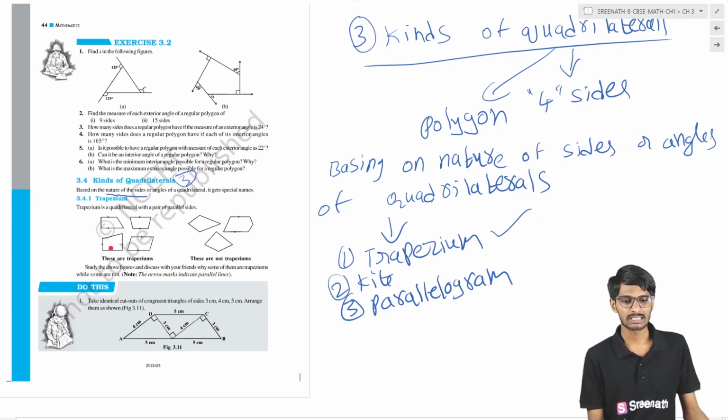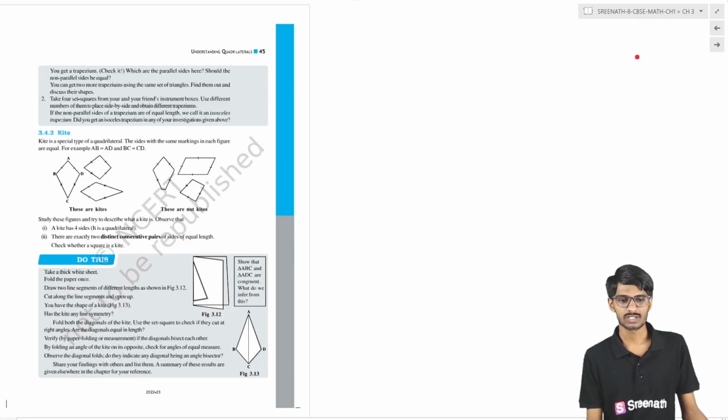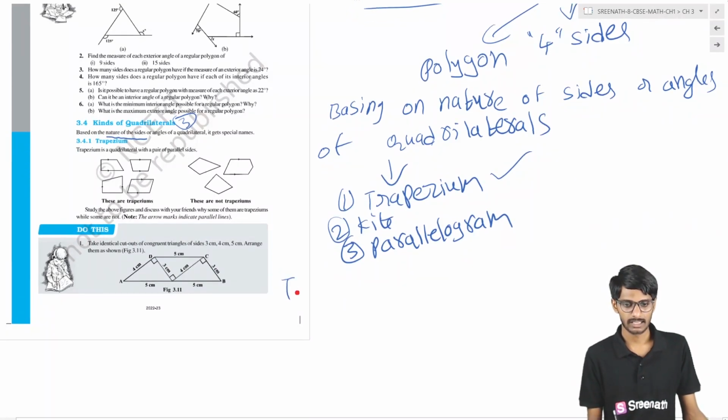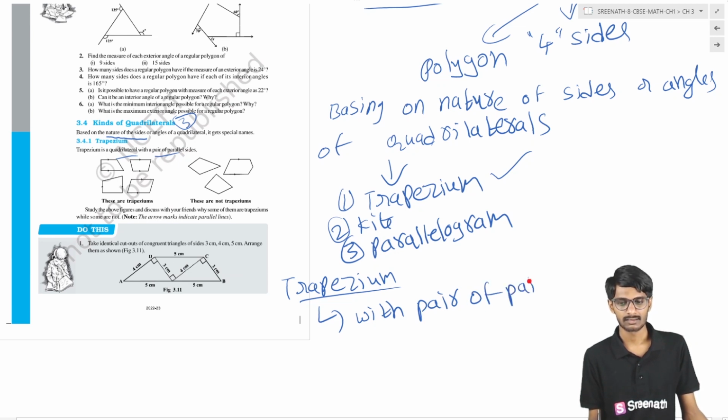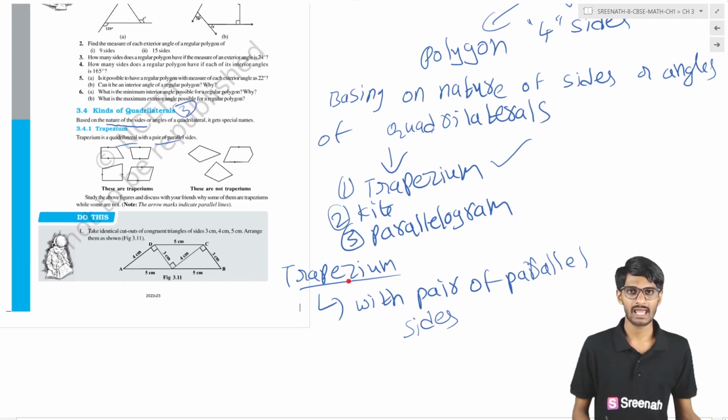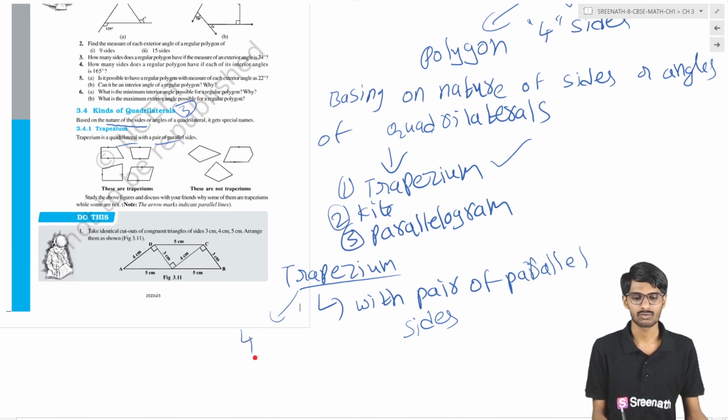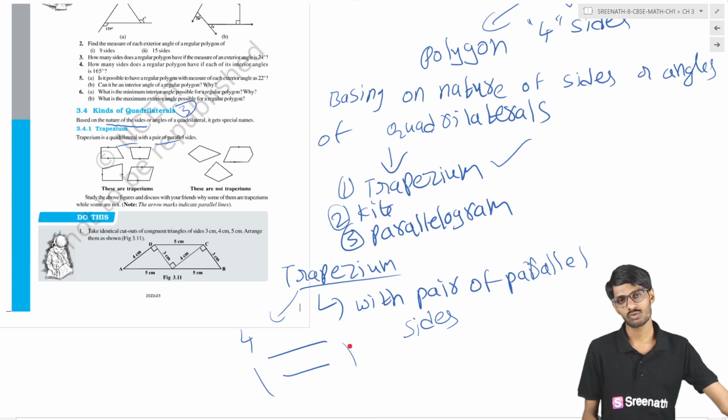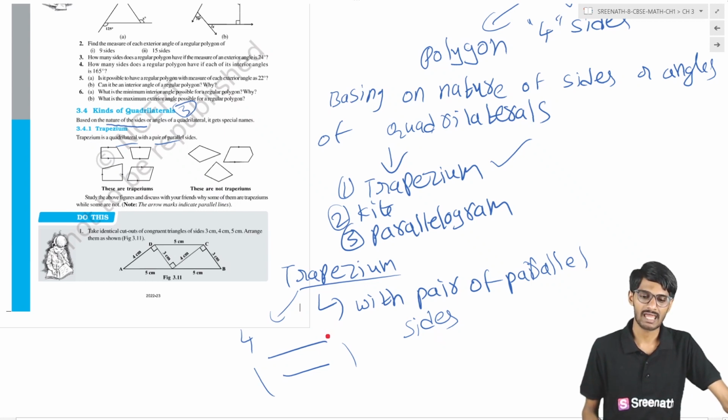So basically, if you clearly see, these are trapeziums and these are not trapeziums. Why are these trapeziums and why are these not trapeziums? A trapezium is a quadrilateral with a pair of parallel sides. So it is also a quadrilateral, so it has 4 sides. And what is the property of these 4 sides? Out of the four sides, we have a pair of parallel sides.